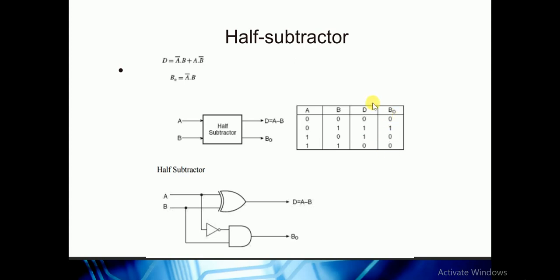So again we can see that the difference part is also A XOR B. 0, 1 and 1, 0 is high for different inputs, and B naught, that is borrow, is A bar B, so A complement B. So the difference between the half adder and half subtractor is only that NOT gate. Okay, so we will perform this experiment. Let's move to the Tinkercad.